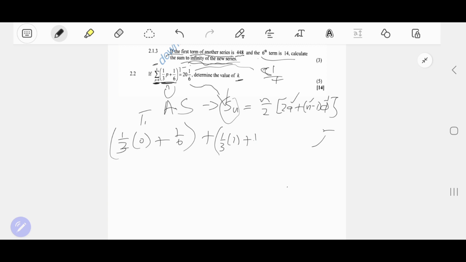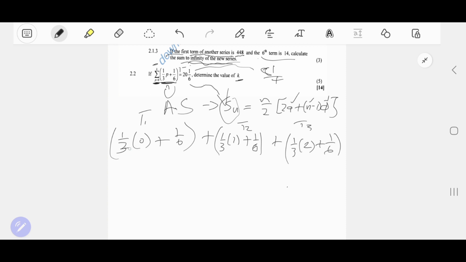This now will represent my T2. Then plus, what about T3? It's like that, people. The number that follows 1 is 2, and then plus 1/6. So this now represents my sequence: whatever value I get here represents T1, and then T2, T3, and then I'll be able to get my values of a and d, and calculate also the value that they want.